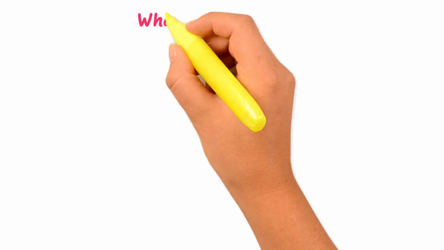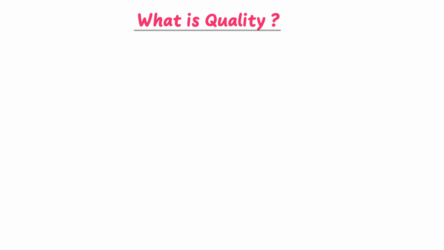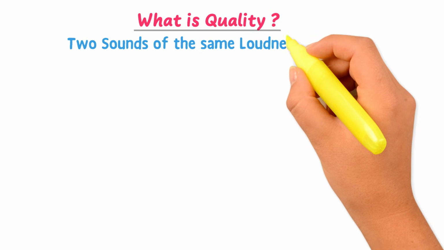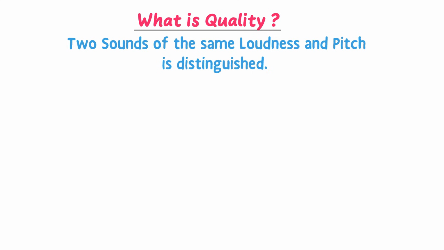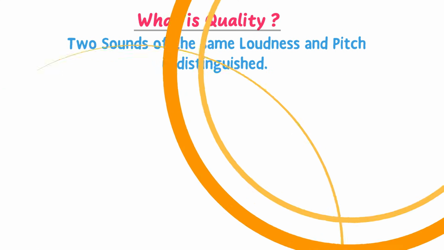Finally, what is quality of a sound? It is the property of a sound by which two sounds of the same loudness and pitch are distinguished if they are played on different instruments.